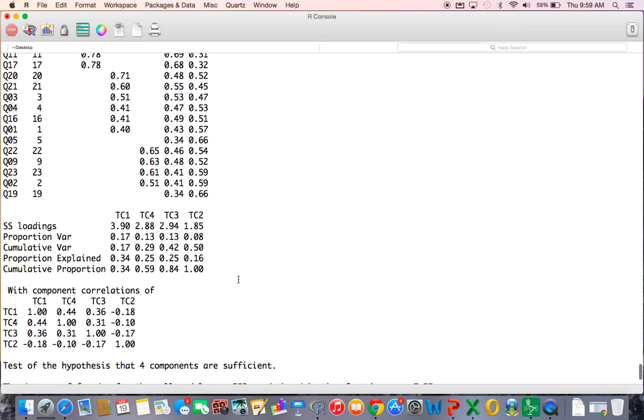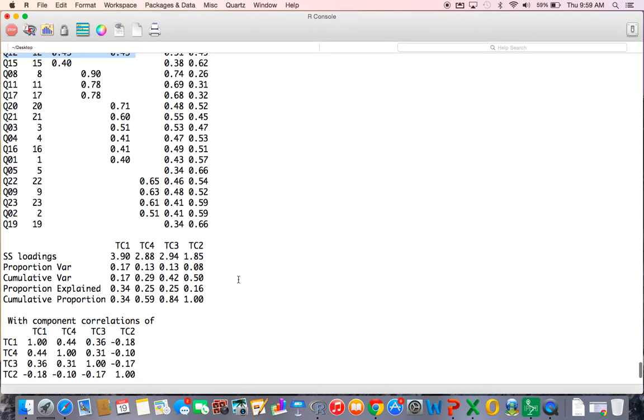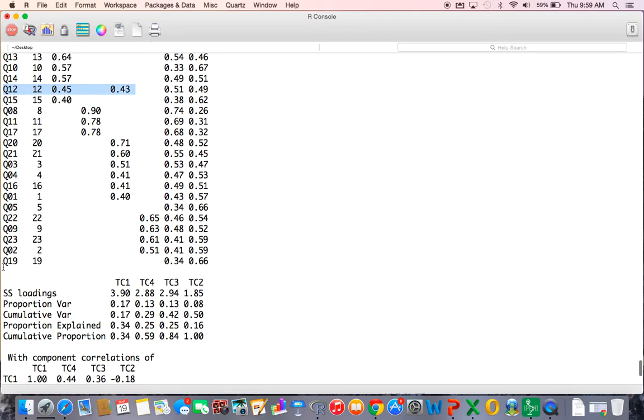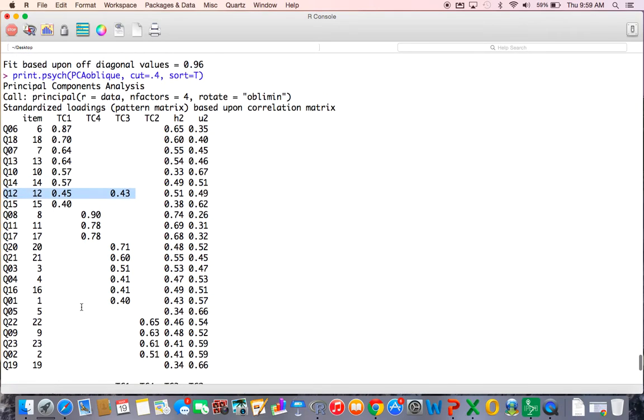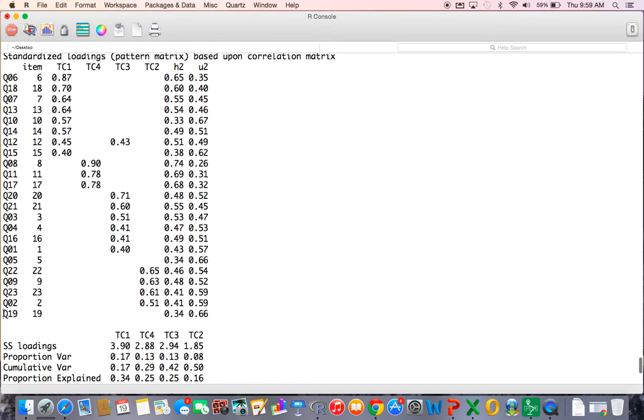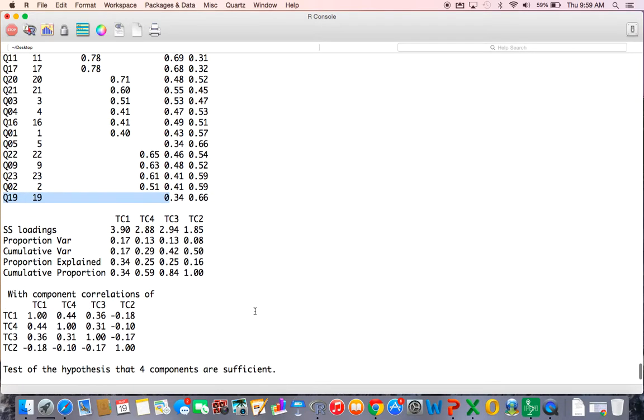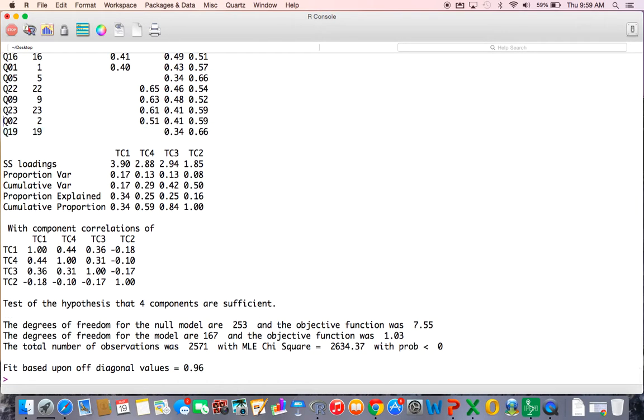I tell you what, I'm willing to throw in the towel here. Question 19, that's interesting. Question 19 didn't load on anything. Where did question 19 load before? It loaded on factor 2. So maybe I set my set points too low. Let's go in here and go back up and let's set the cuts at 0.3.